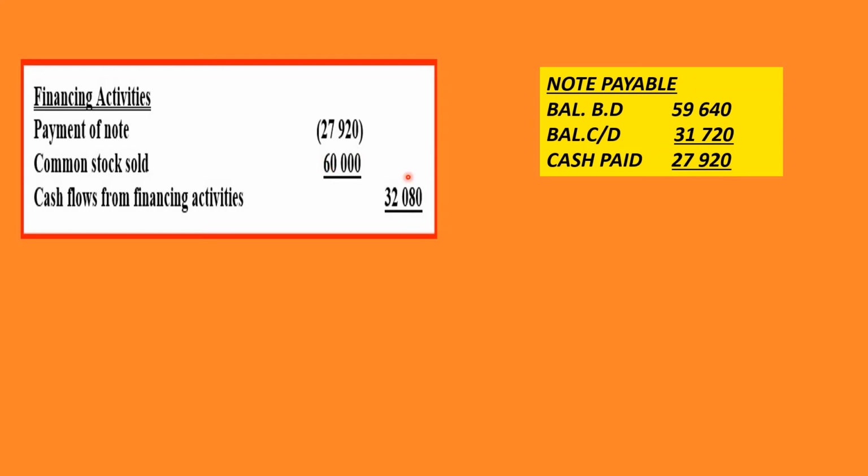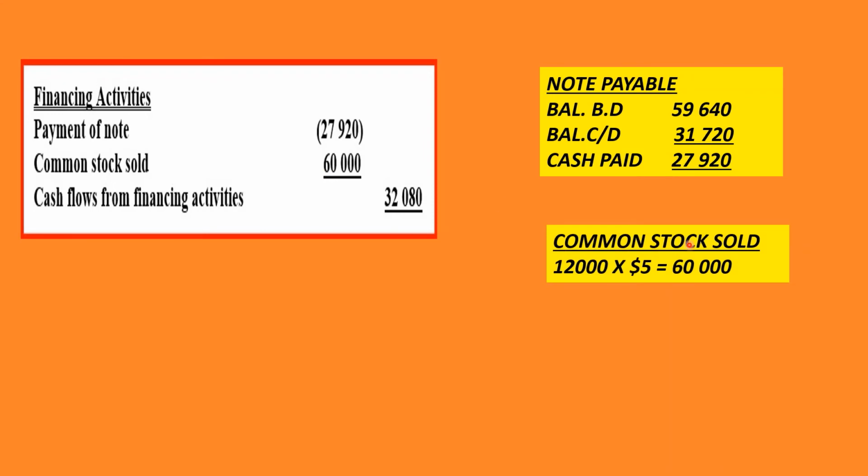The common stock sold is 12,000 by $5 is 60,000. So that is an inflow of cash, and the payment of notes an outflow of cash, giving you a total of cash flows from financing activity being 32,080.